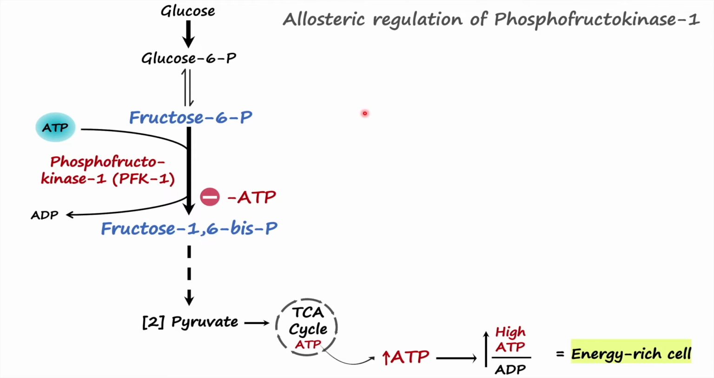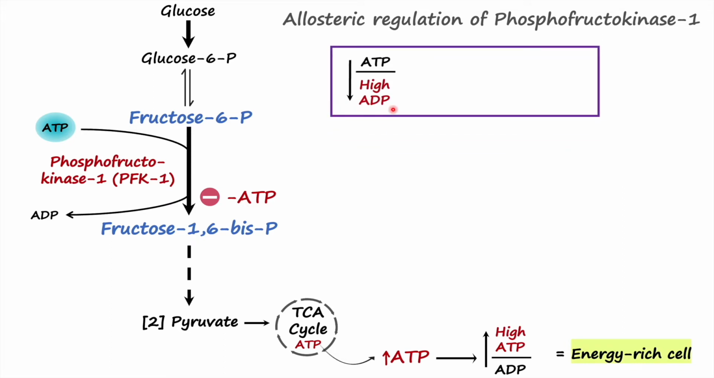Now consider the opposite situation where consumption of ATP is higher than it is being produced. This will result in a decrease in the ratio of ATP to ADP. So a high ADP level indicates that there is an increase in ATP consumption, and this causes the accumulation of ADP and AMP in the cells. And the decrease in the ratio also indicates that the cell's energy stores are depleted.